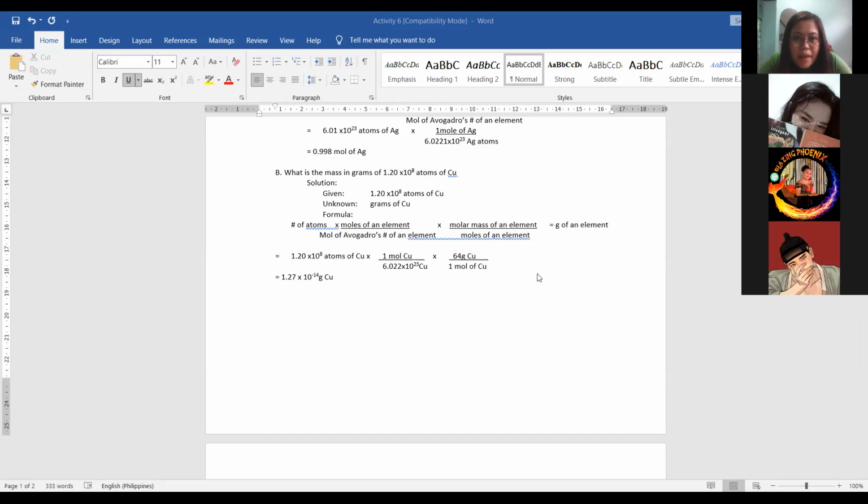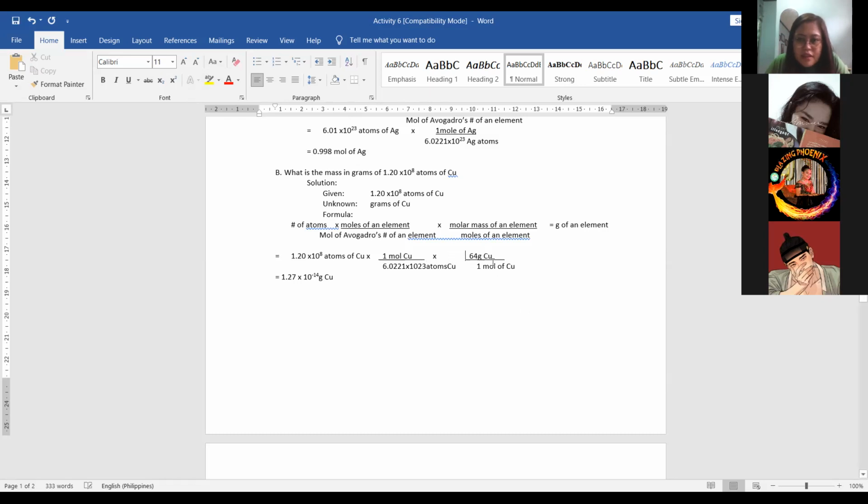Sige. So, example, you have what is the mass in grams of 1.20 times 10 raised to the power of 8 atoms of copper. So, kung ana kadaghan nga atom sa copper, pila daw na siya ka grams. So, i-multiply lang nimo na siya class, 1.20 times 10 raised to the power of 8 atoms of copper. I-multiply nato siya sa isa ka mole sa copper na ang equivalent ay Avogadro's number, 6.0221 times 10 raised to the power of 23 atoms of copper.